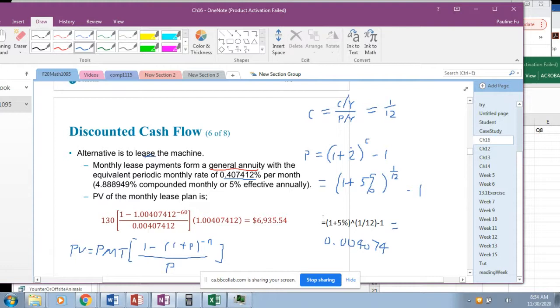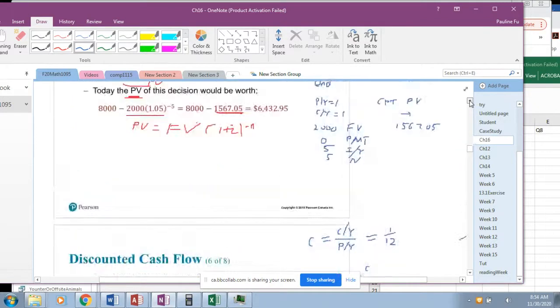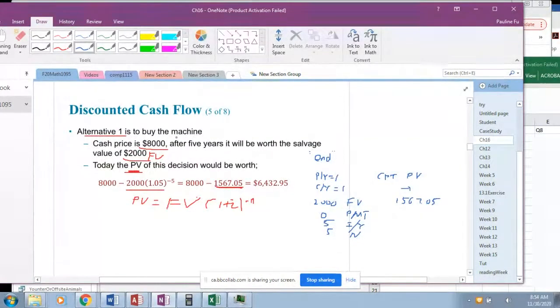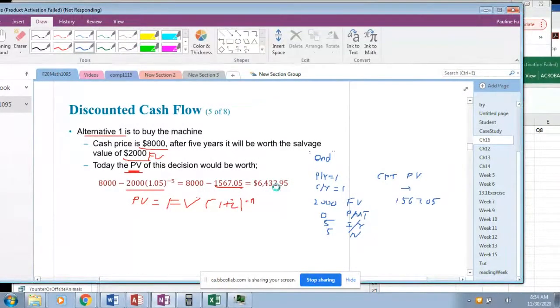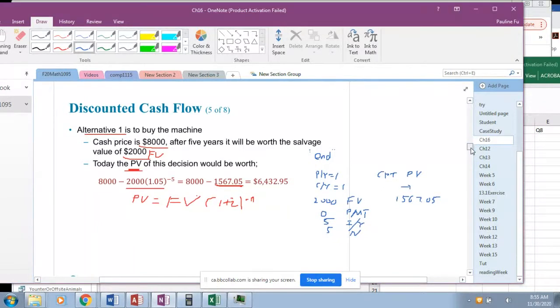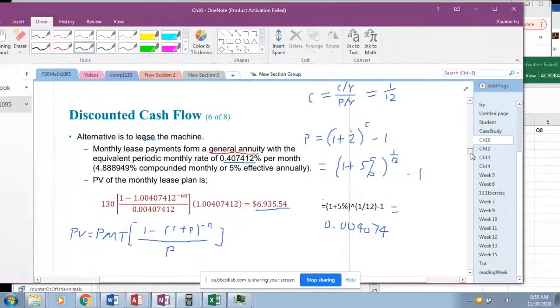When you lease the machine, the present value is this one, $6,935. Remember, when you buy the machine, you need to pay $6,432. So obviously, which one should you choose? Should you choose to buy the machine or to lease the machine? The decision is to buy because it costs less. If you lease, it will cost more.